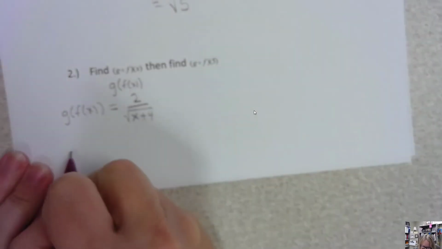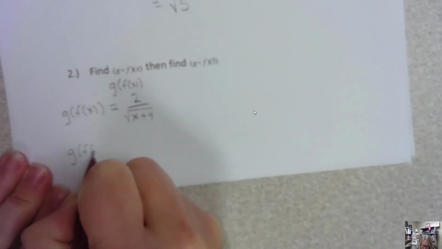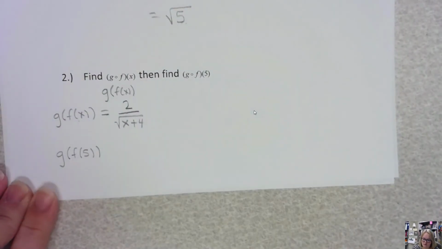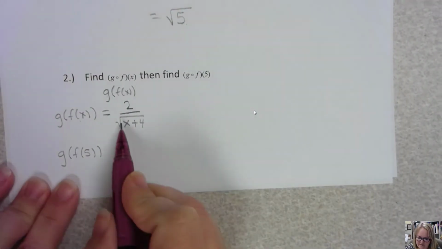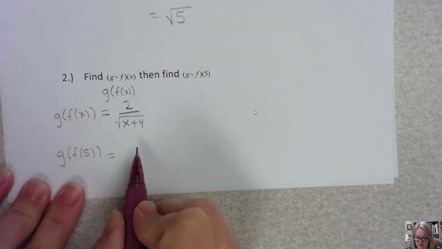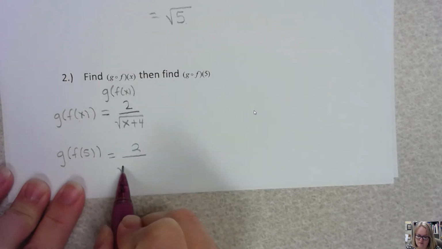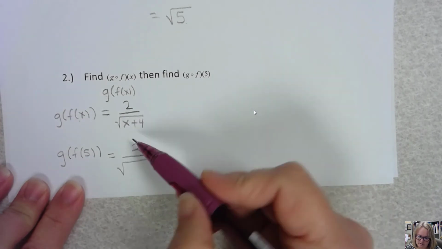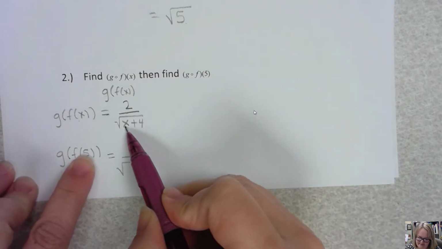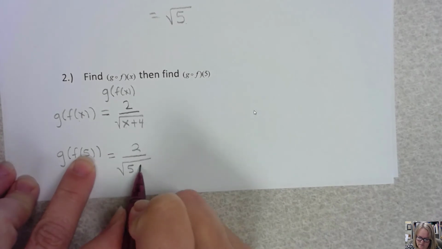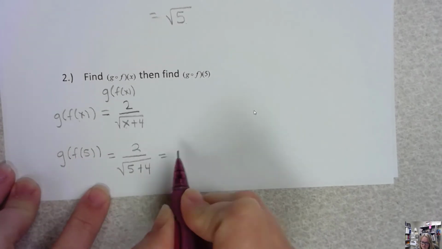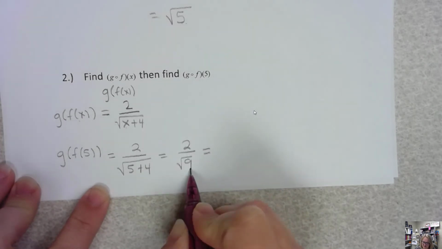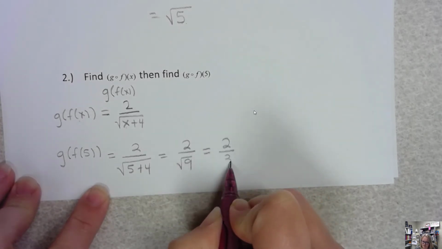Now, if I want to find g of f of 5, as it states here, then I simply fill in the 5 everywhere there's an x in my new function. So here's my new function, 2 over the square root of x plus 4. So in place of x, I'm now going to put a 5. 5 plus 4. And that will give me 2 over the square root of 9, which I can simplify, so that'll be 2 over 3.